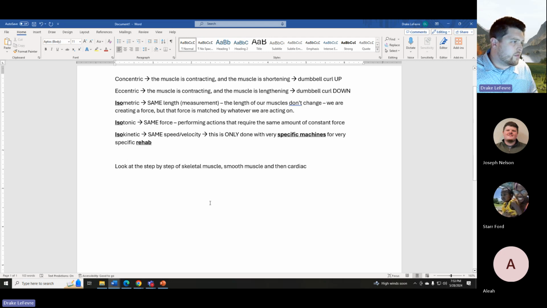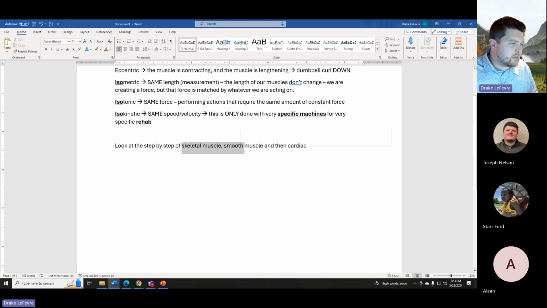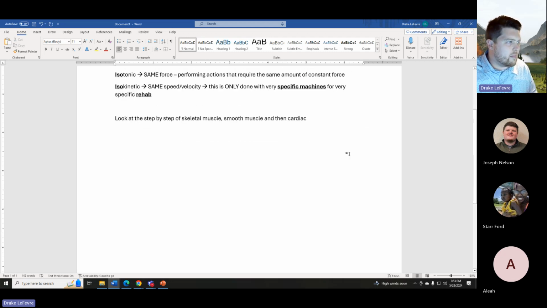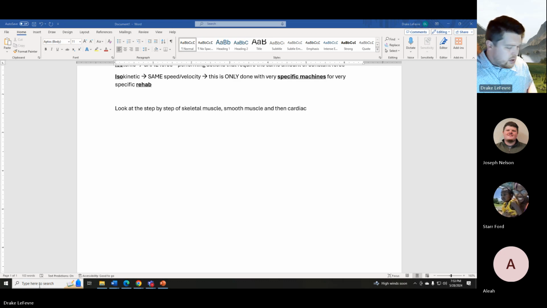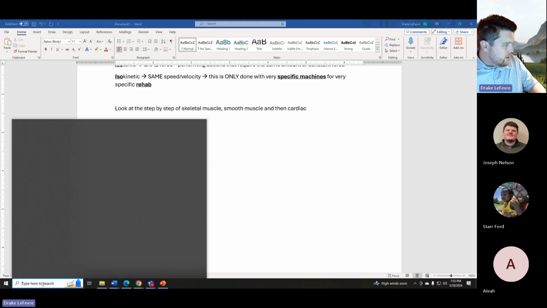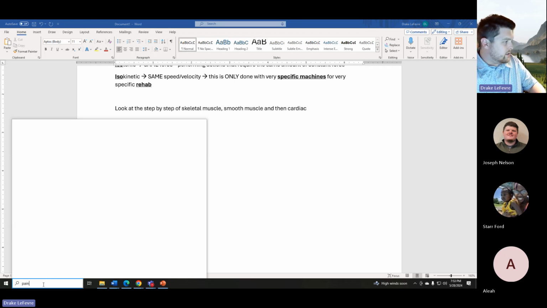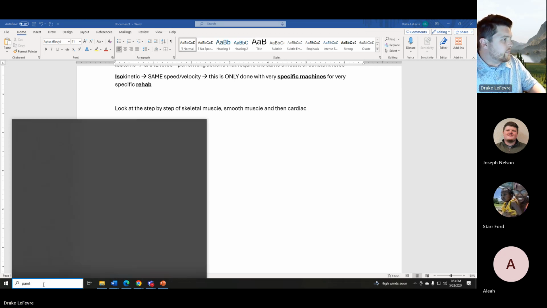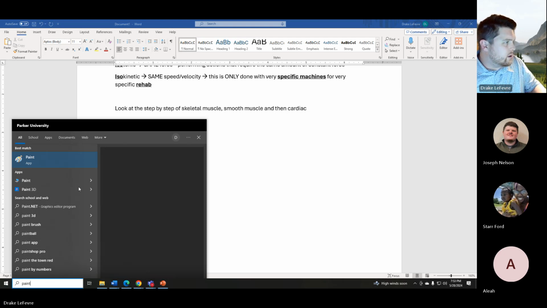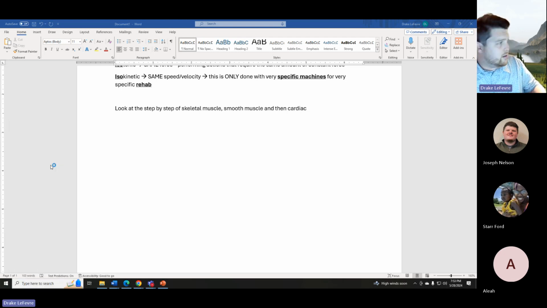Quick, let's go over and review our step-by-step of all of our movements. I'm not going to write them out, but I'm going to draw them because it's a little bit easier. We'll start all the way from the beginning. We should probably do step-by-step of action potential as well.